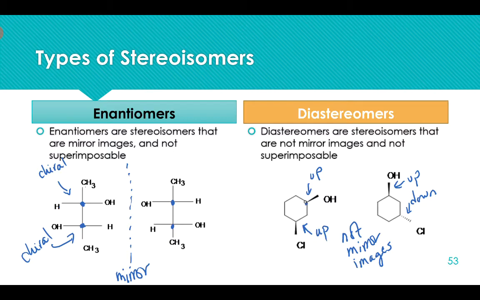But they still have some chiral centers in them. So we see here this chlorine has everything on this side of the molecule, everything over here, this chlorine, and then 1 implicit hydrogen. So we still have some chiral centers, but they are not superimposable with one another. But they're also not mirror images. So diastereomers, not mirror images; enantiomers, mirror images.